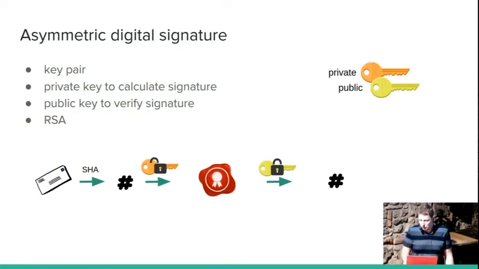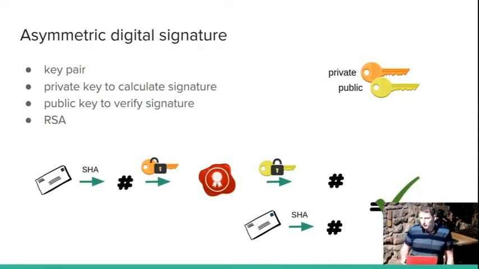So the only remaining part is to use the same hashing function to hash the actual message that came and compare the hashes. If they match, the signature was verified, and integrity and authenticity is guaranteed.